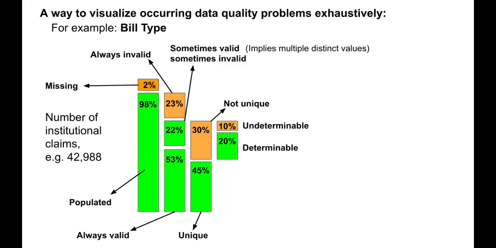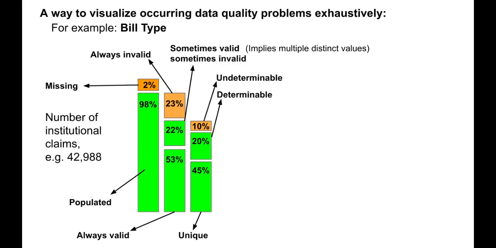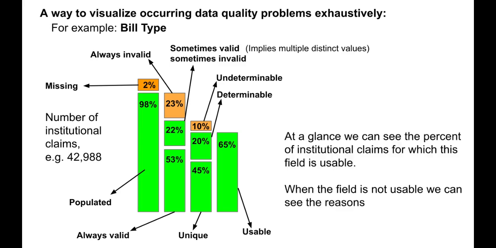So the claims that have a non-unique bill type can be broken down into the determinable ones and the indeterminable ones. And then the sum of all the claims that have a unique bill type and that have a determinable bill type are the ones that are actually usable. So by visualizing this kind of graph for any given claims data set, we can at a glance see the percent of institutional claims for which this field is usable. And when the field is not usable, we can see the reasons why it's not usable. So this is a way we like to see this kind of data quality problem.